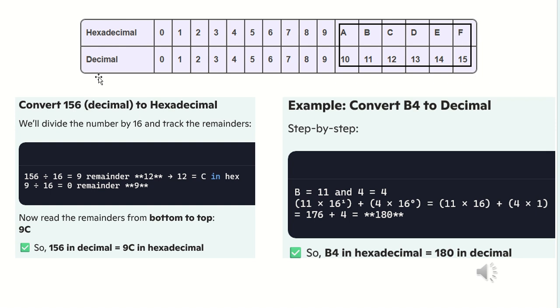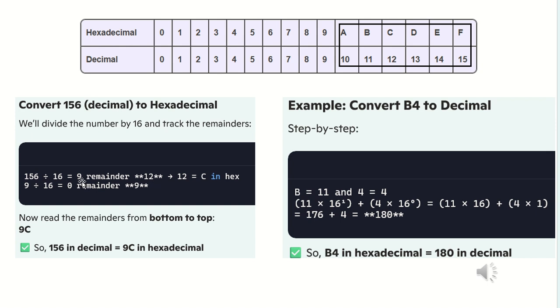Now, let's see how to convert a decimal number to hexadecimal. Let's take an example of 156, a decimal number. If you have to convert it to hexadecimal, you have to divide the given decimal number by 16. We note down the remainders, and then we convert the remainders and write them in hex value. So 156 is the given number. We are dividing it by 16. The quotient is 9, the remainder is 12.